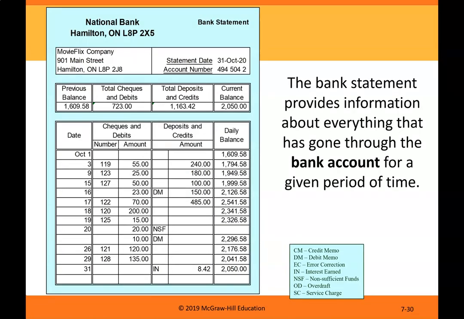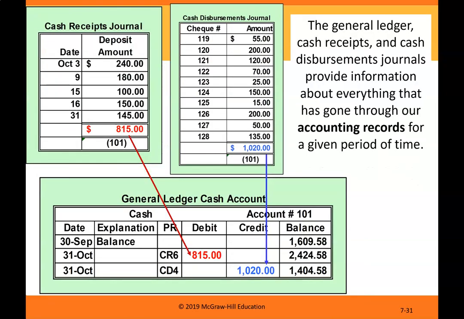The bank statement provides information about everything that has gone through the bank account for a given period of time. The general ledger, cash receipts, and cash disbursements journals provide information about everything that has gone through our accounting records for a given period of time.